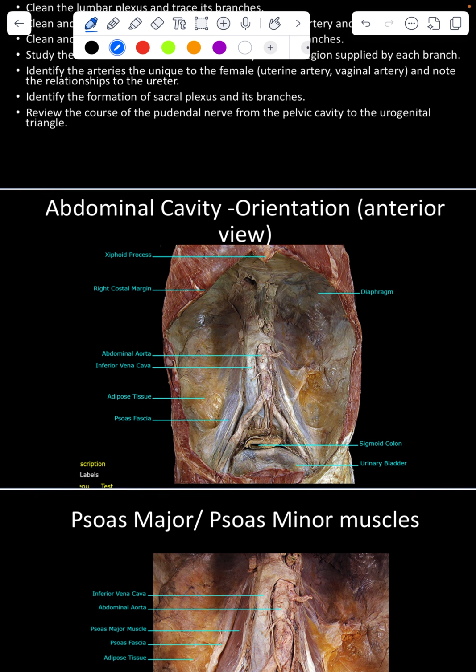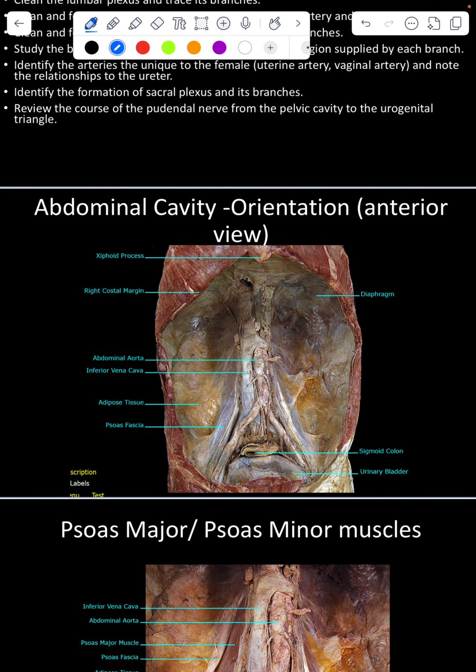So here in the abdominal cavity, this right here is your diaphragm. The xiphoid process is literally just like the tip of the sternum. So your sternum goes all the way up. This is the tip. It's the xiphoid process. Your ribs would come down here and then here. This margin is the right costal. Costal just means rib. So right costal margin would be this whole thing. So then this whole thing right here would be left costal margin.